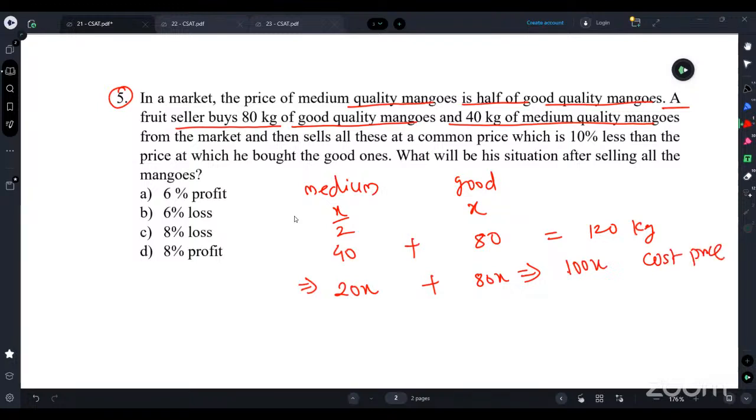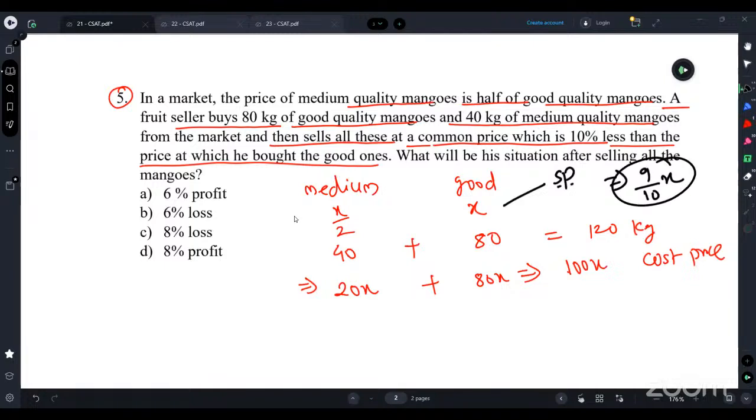Now, what he is doing is he takes these from the market and then sells all of them at a common price, which is 10% less than the price at which he bought the good ones. Okay. So what is the selling price for that person? Selling price is basically 10% less than the good quality mangoes. So 10% less means 90%, so 9 by 10 of x, right? So this is the selling price per kg. Now what will be the total selling price for that person?